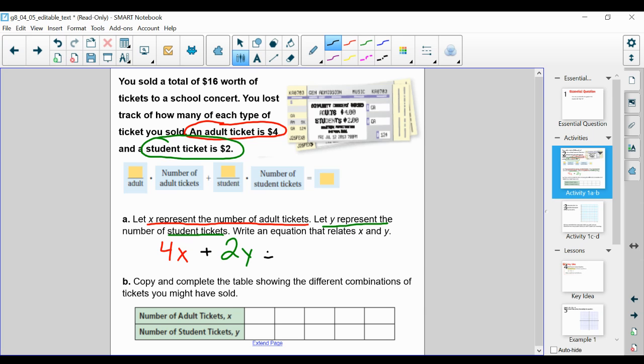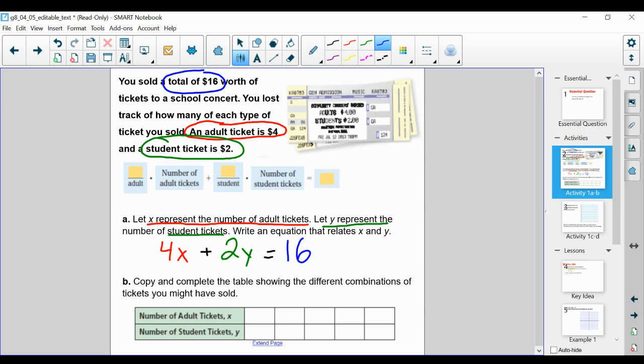And that's going to be equal to our grand total. Our grand total was $16. So whatever combination of tickets that were sold, we know there were $4 for every adult and $2 for every student. We know that combined, we gathered $16. So that's going to be our equation. 4x plus 2y is equal to 16. $4 per adult ticket plus $2 for a student ticket. That gives us a grand total of 16.